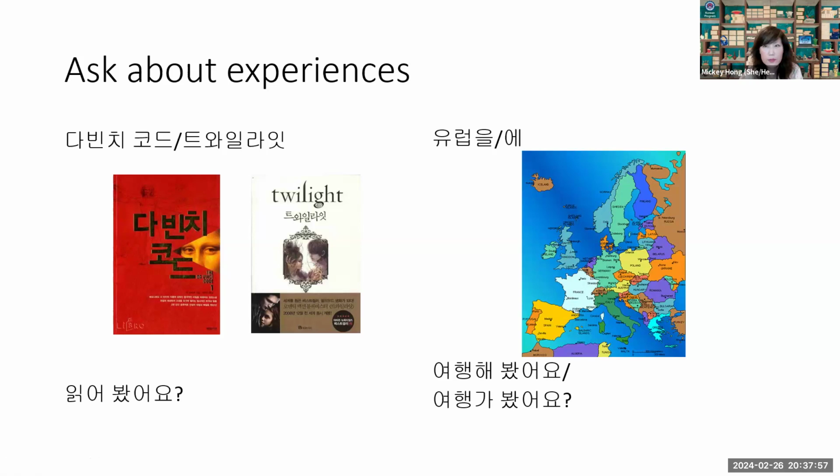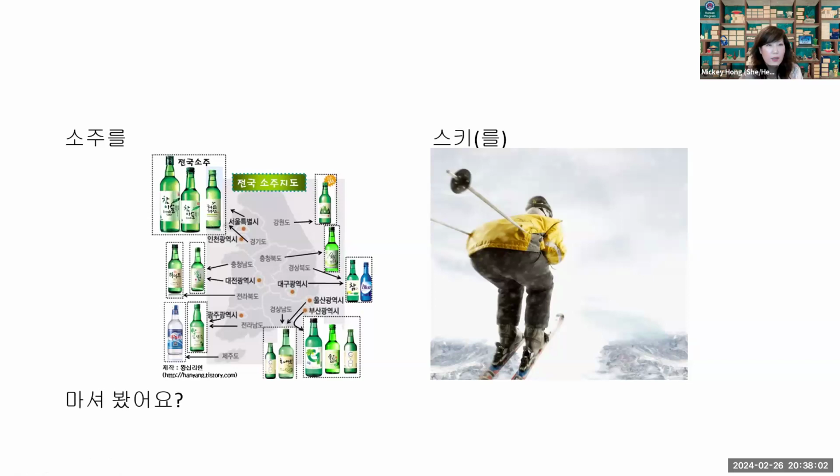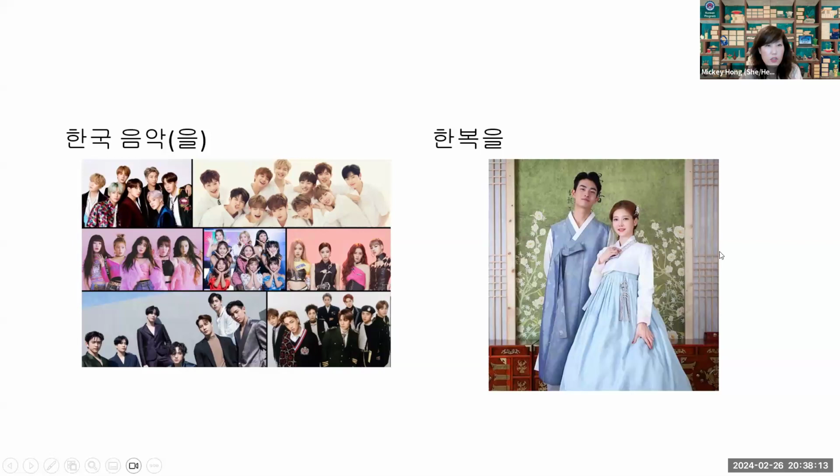소주를 마셔봤어요? Okay, 소주를 마셔봤어요? Have you tried 소주? 스키를 타봤어요? Have you tried skiing? Asking about different sports experience. 한국 음악을, what is to listen, you guys? 듣다. This is irregular, so 듣다 becomes 아어요, 들어요. 들어봤어요? And this would always mean the past, 봤어요, because have you done it?